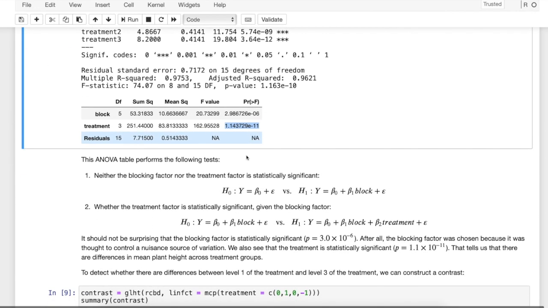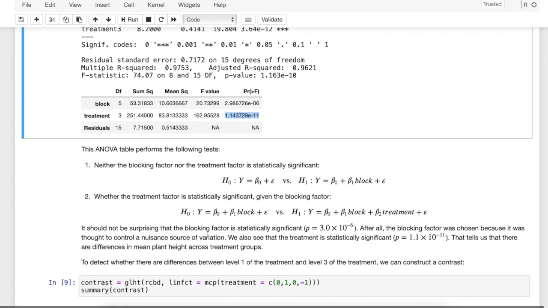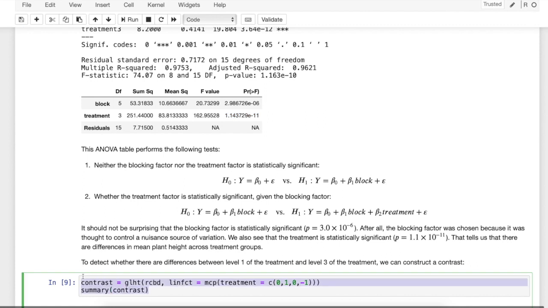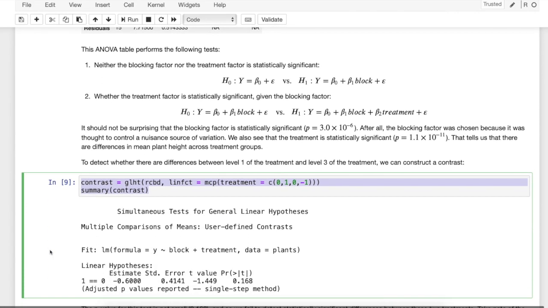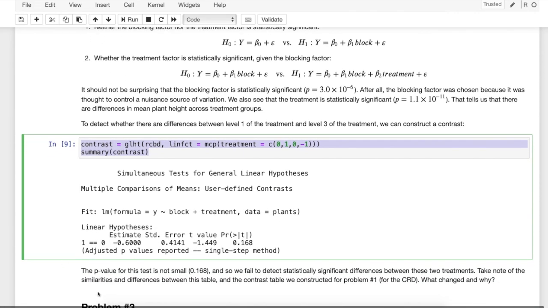We can use a contrast to try to answer that question, again, in the context of the randomized complete block design. So in the last video, I gave you sort of the way to do this the long way, right? Actually computing all the quantities that you need to test the contrast. Here I'll just use the built-in R function. And using the built-in R function, we get a table.